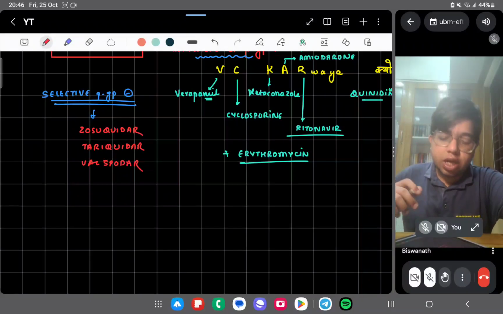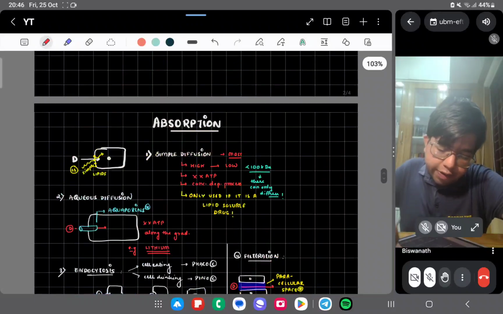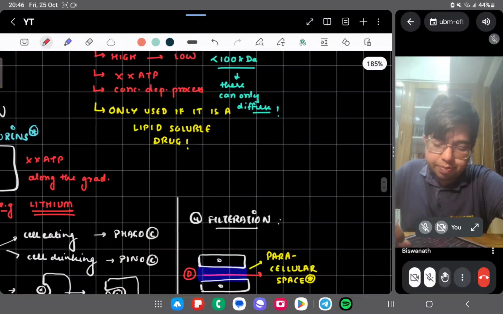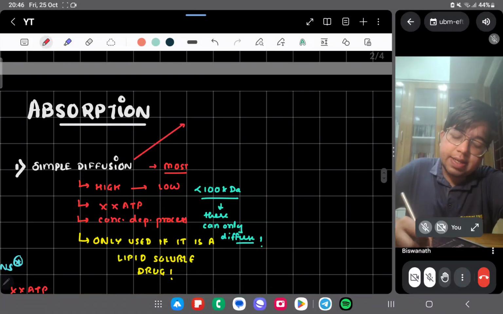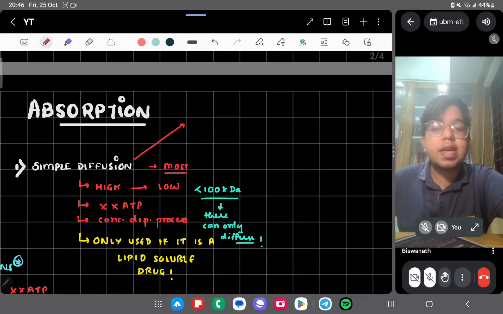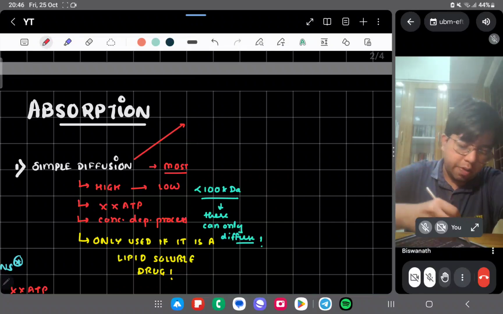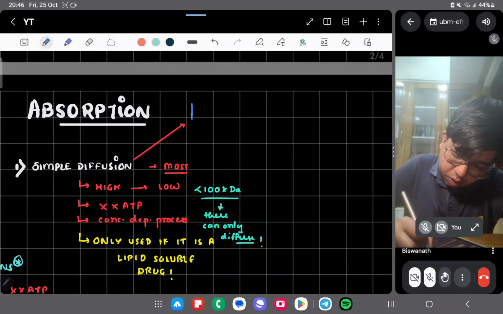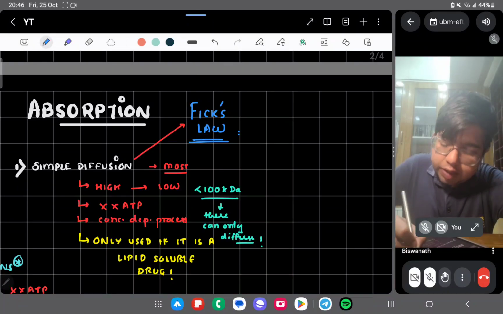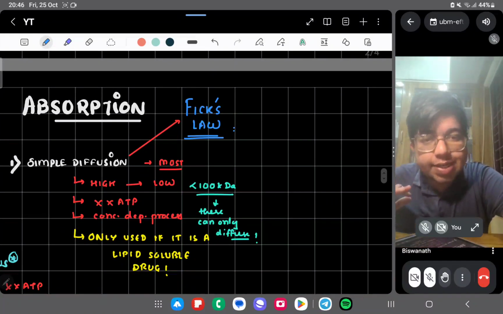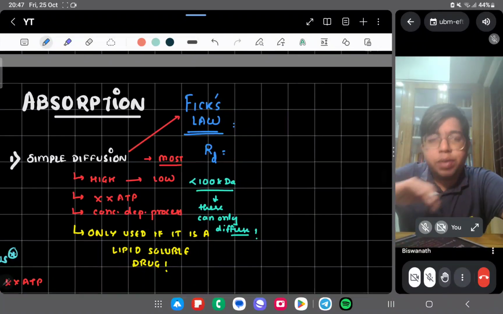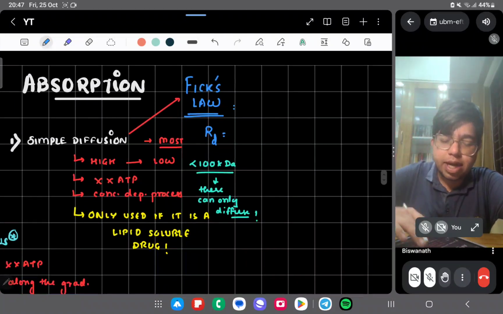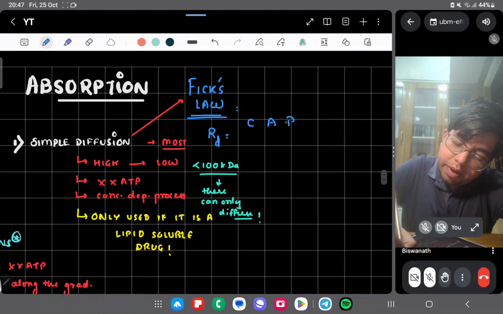Okay, talking about this, we first talked about simple diffusion, right? In simple diffusion, we have to understand another thing. The rate of diffusion is governed by something called Fick's law. This Fick's law is important. So Fick's law states that the rate of diffusion, I'm writing RD, equals, you all wear caps, right? C A P by T.